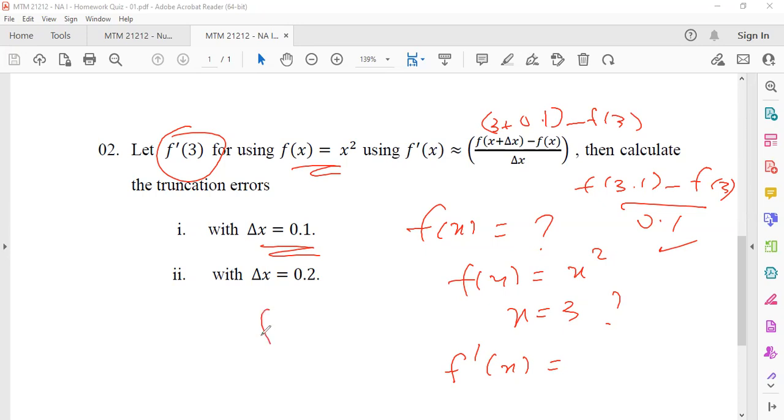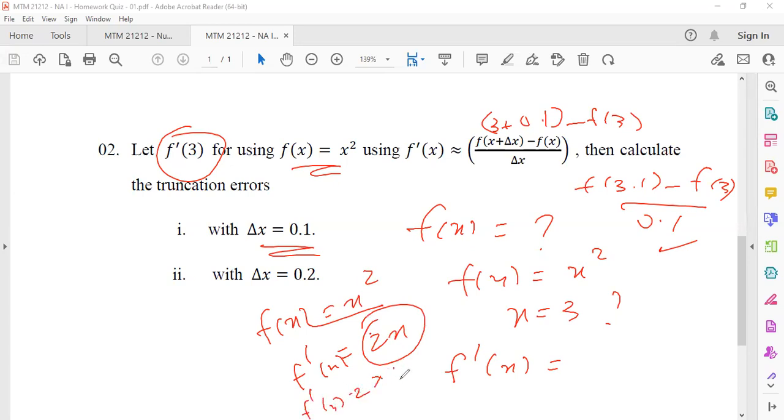I'm going a little faster because I need to finish quickly. So what is f dash x? F(x) is x square, then f dash x will be 2x. So f dash of 3 will be 2 times 3, which is 6. So what is this answer? See whether both are matching or not.